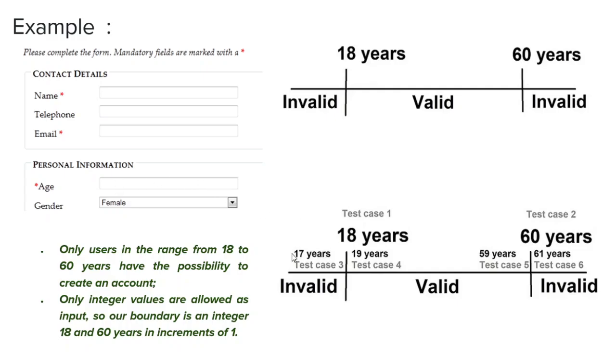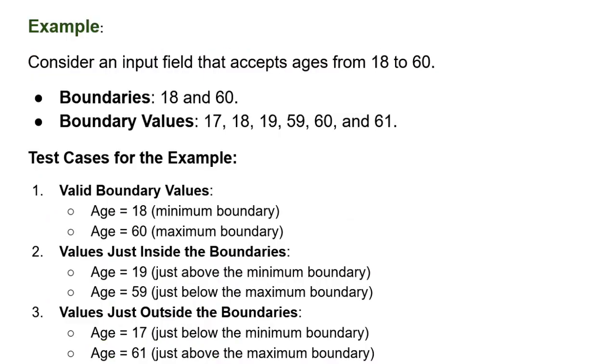With that range, the values which are less than 18 and values which are greater than 60, these are the values which are outside the boundaries, just outside the boundaries. So this is called as a boundary value analysis to design the test cases. So we have to design the 6 test cases here.